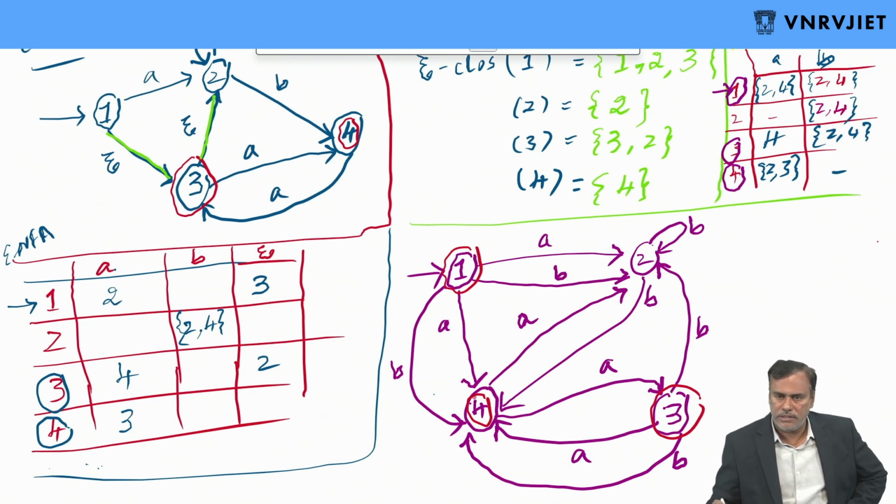The basic difference between these two is that in epsilon NFA you have transitions on epsilon, whereas in NFA you don't have transitions on epsilon. Conclusion, they both accept the same language. The basic difference is that in epsilon NFA you will have transitions on epsilon, but in NFA you don't have transitions on epsilon.